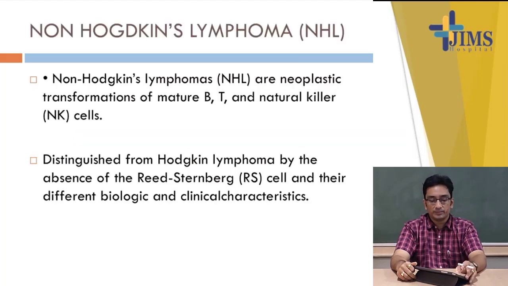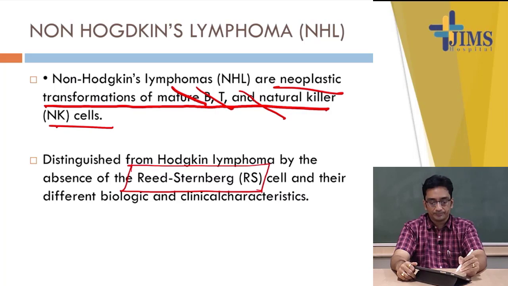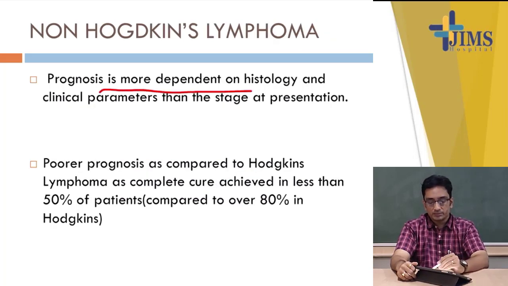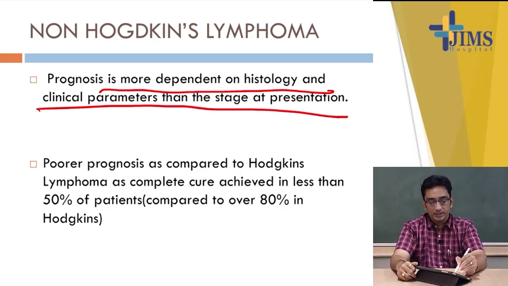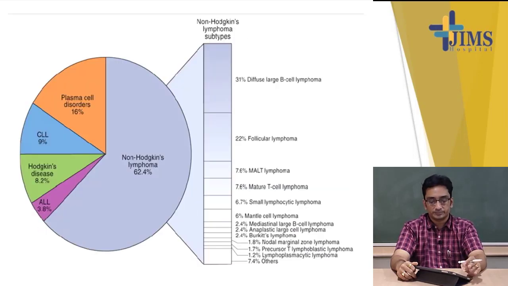Coming to non-Hodgkin's lymphoma, these are neoplastic transformations of B lymphocytes, T lymphocytes and natural killer cells. It is mainly distinguished histopathologically by the presence or absence of the Reed-Sternberg cell. Prognosis here is more dependent on histology and clinical parameters than the stage of presentation. It has poorer prognosis compared to Hodgkin's lymphoma, as complete cure is achieved in less than 50% of patients, whereas 80% of Hodgkin's can be cured.